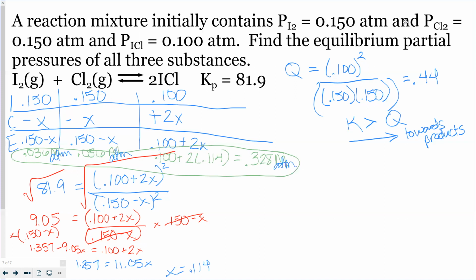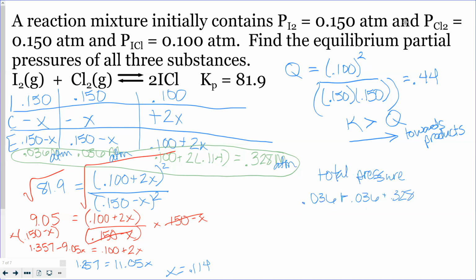Something that could come up is if it asked you for the total pressure. This goes back to unit 3 where we had Dalton's law of partial pressures. If we wanted to know what the total pressure of this is, remember the total pressure is equal to all the individual pressures added together. So we could do 0.036 plus 0.036 plus 0.328. That is another kind of secondary question that could come up from these.